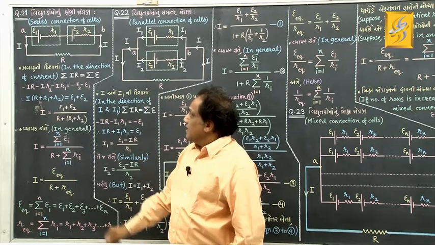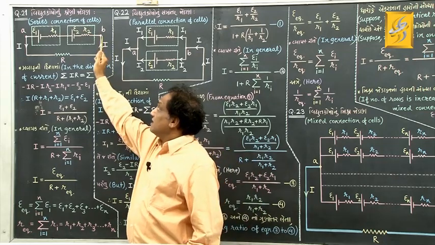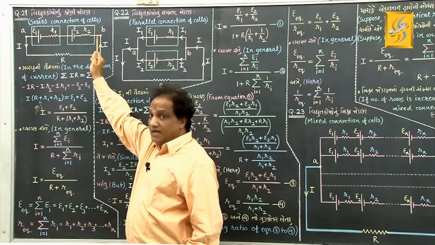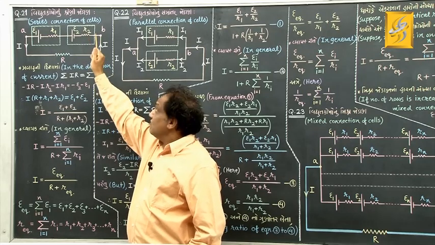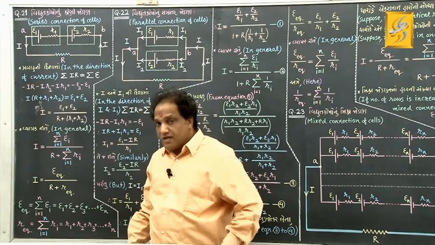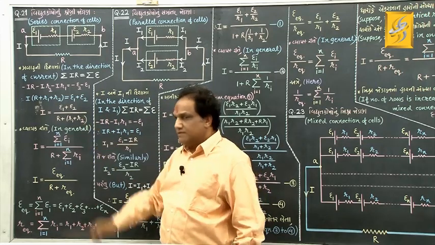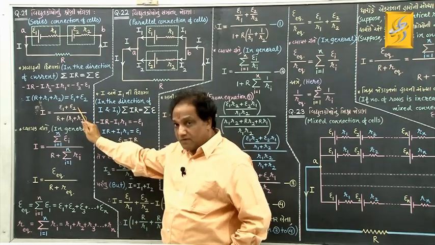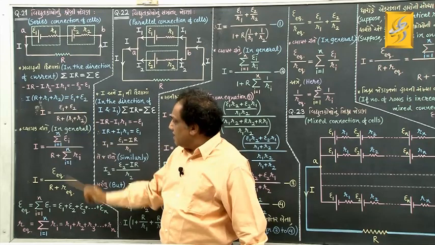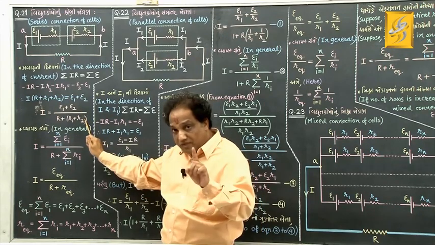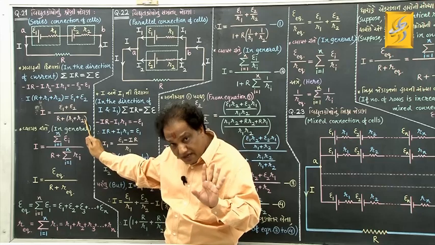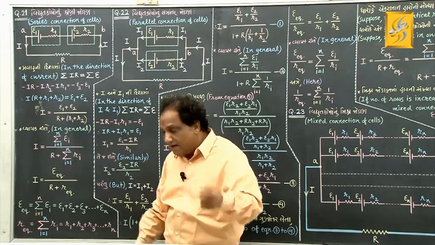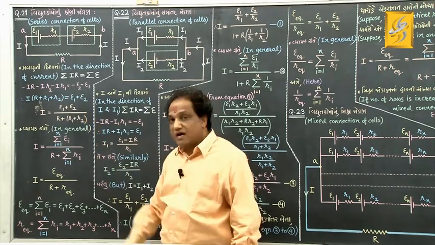Tell me, if you have a third electric cell in this series connection, then what should be the change in this formula? Here you will have one more term, plus E3, and here you will have one more term in the bracket, plus small r3. Had there been a fourth cell, plus E4, and here plus r4.